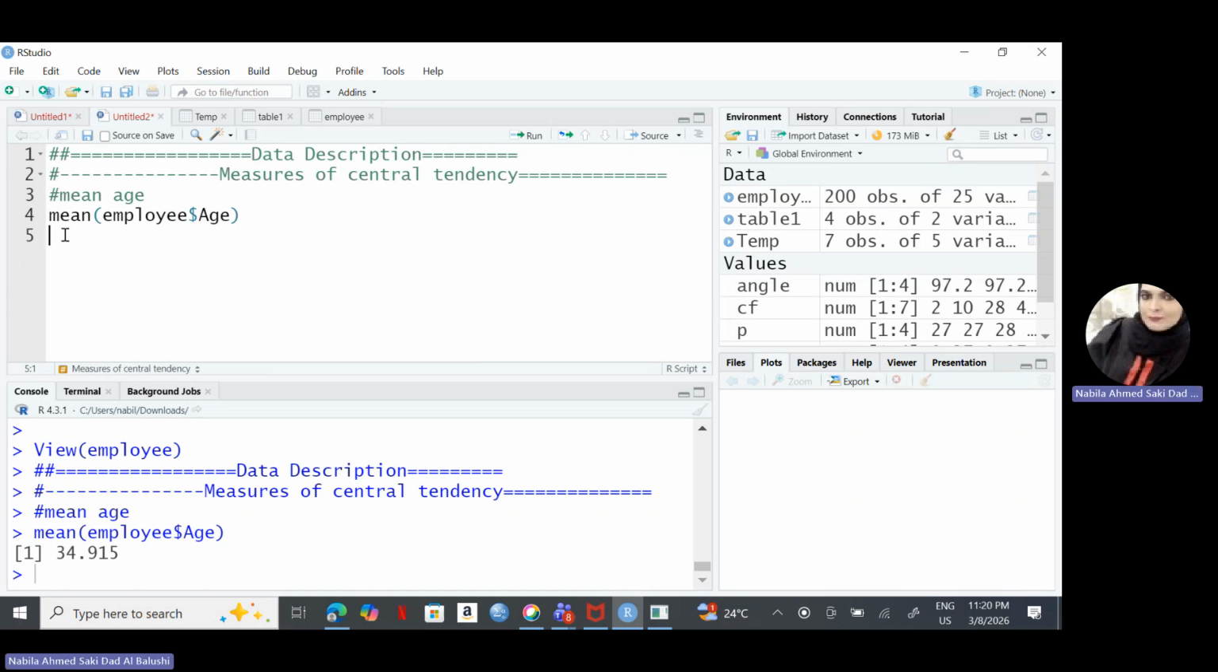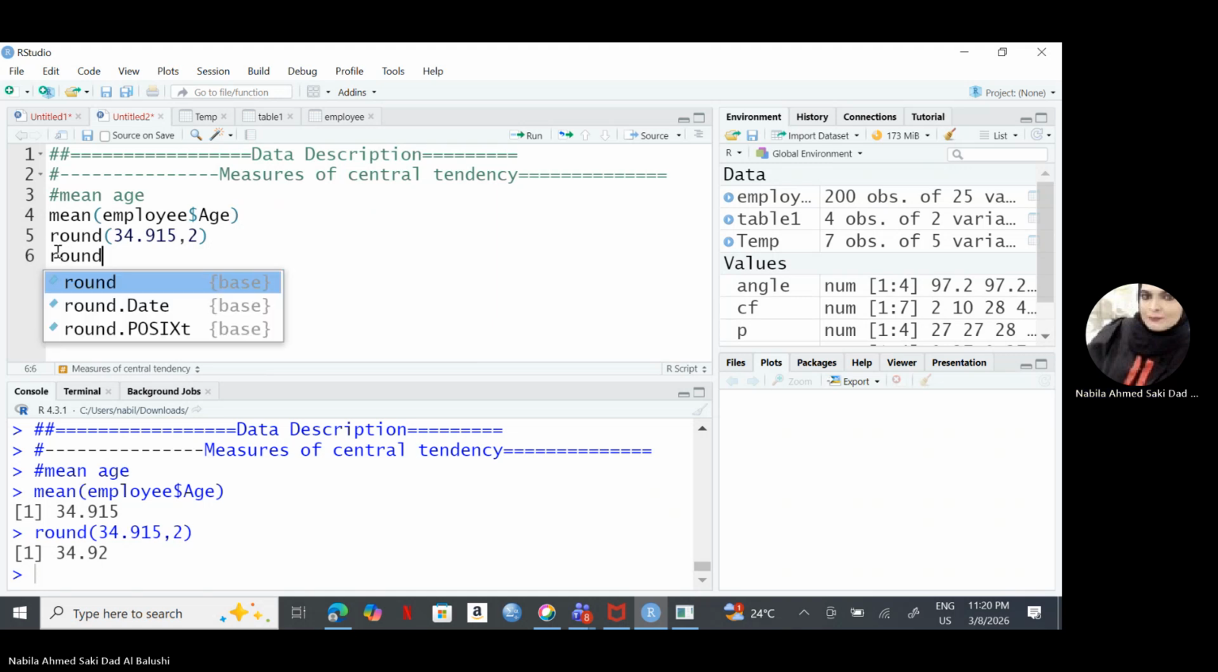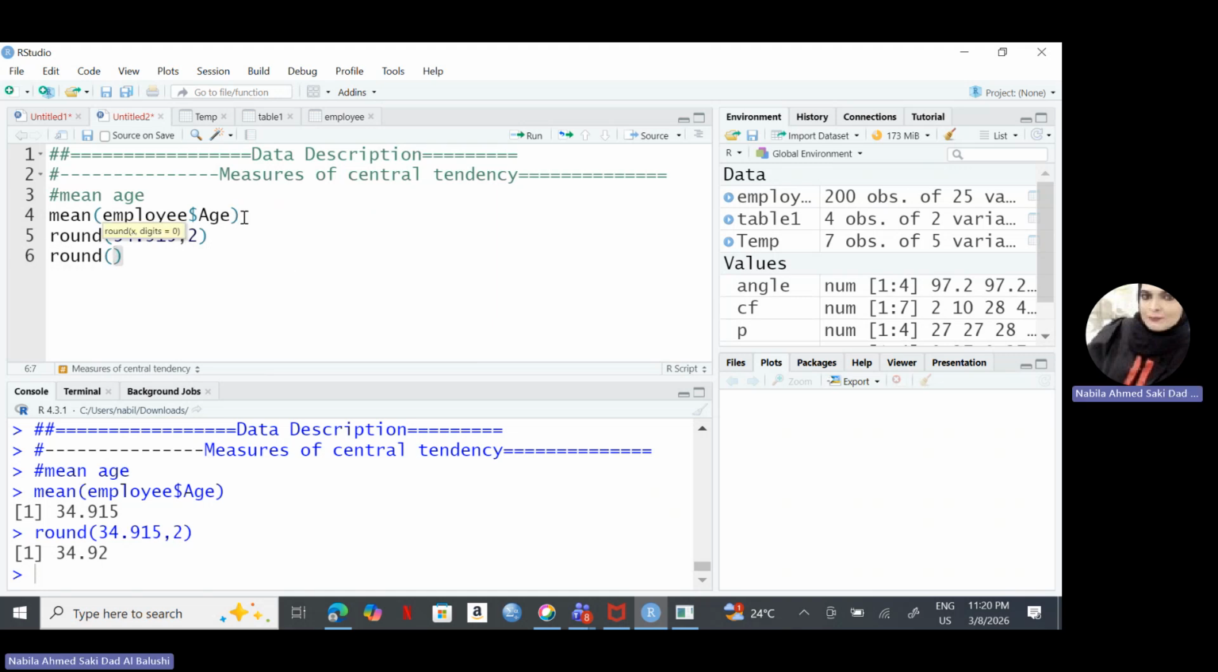34.915. If you want to round your answer, take the command round, take the answer you got in the console window, paste it here, and write comma 2. You can also do that directly by taking round, putting the command mean inside round, and telling the program to round the mean up to 2 decimal places.